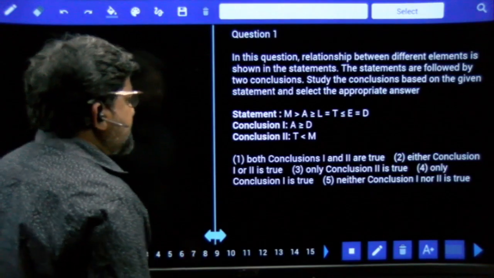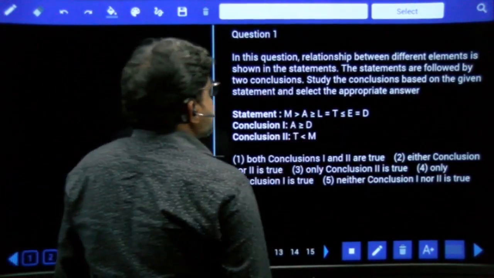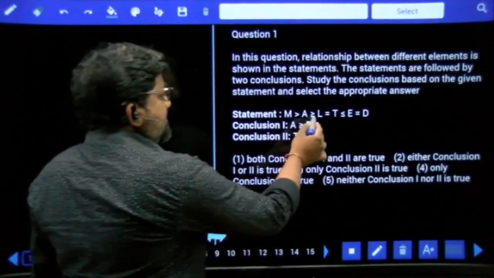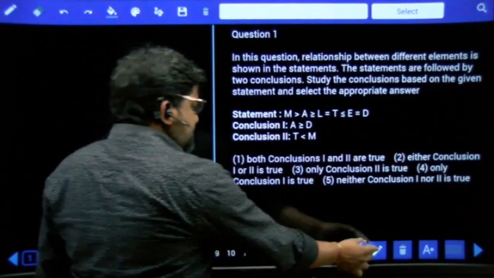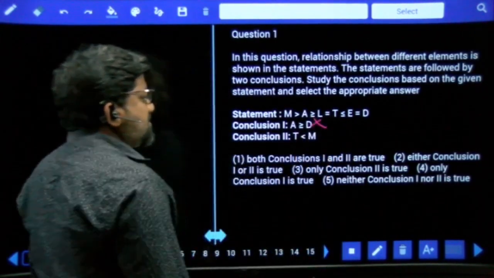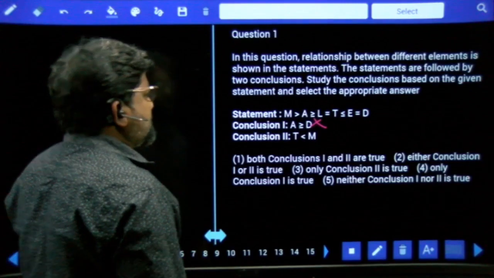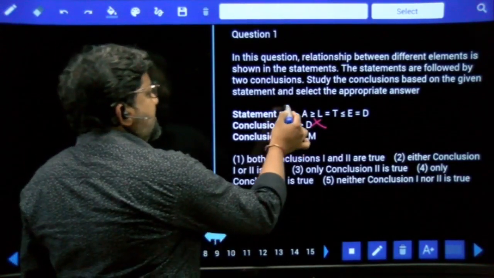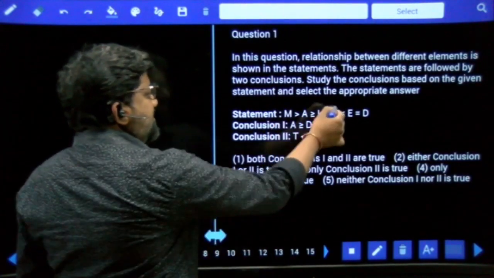Let's try to solve this question. What's going on here? In between A and D, the symbols are opposite, so your answer is cannot be determined. This is wrong. Second, T less than M. What's going on between M and T? Look at this, this is M and this is T.